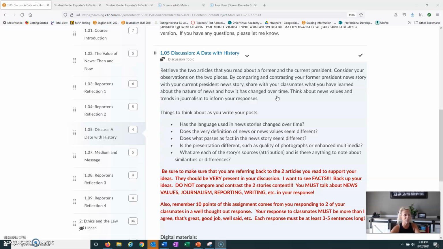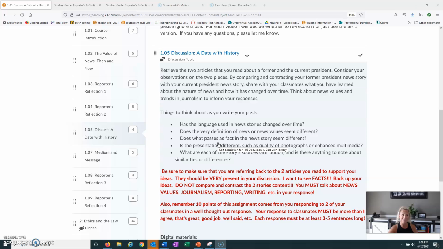So these are some things that you want to look at. Has the language used in the stories changed over time? So look at that language. Does the very definition of news and news value seem different? News 20 years ago and news today, there's a big difference between the two. If you go back and read an article from 20 years ago, you're going to see a lot of variety and differences in that. So what do you see? What are you noticing is basically what that's asking.